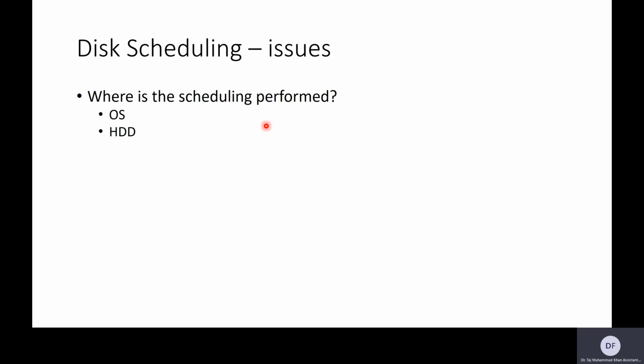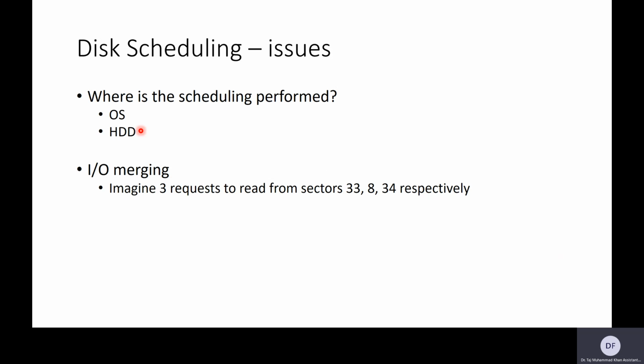So the OS can do some initial scheduling based on the information that it has and then send those requests to the hard disk. And once the hard disk receives those requests, then the hard disk can rearrange those requests, because the hard disk internally has much more information about the requests than compared to the OS. So let's say the OS sends these requests in this order. The first request is to sector number 33, and then sector number 8 next, and then sector number 34 on the next request.